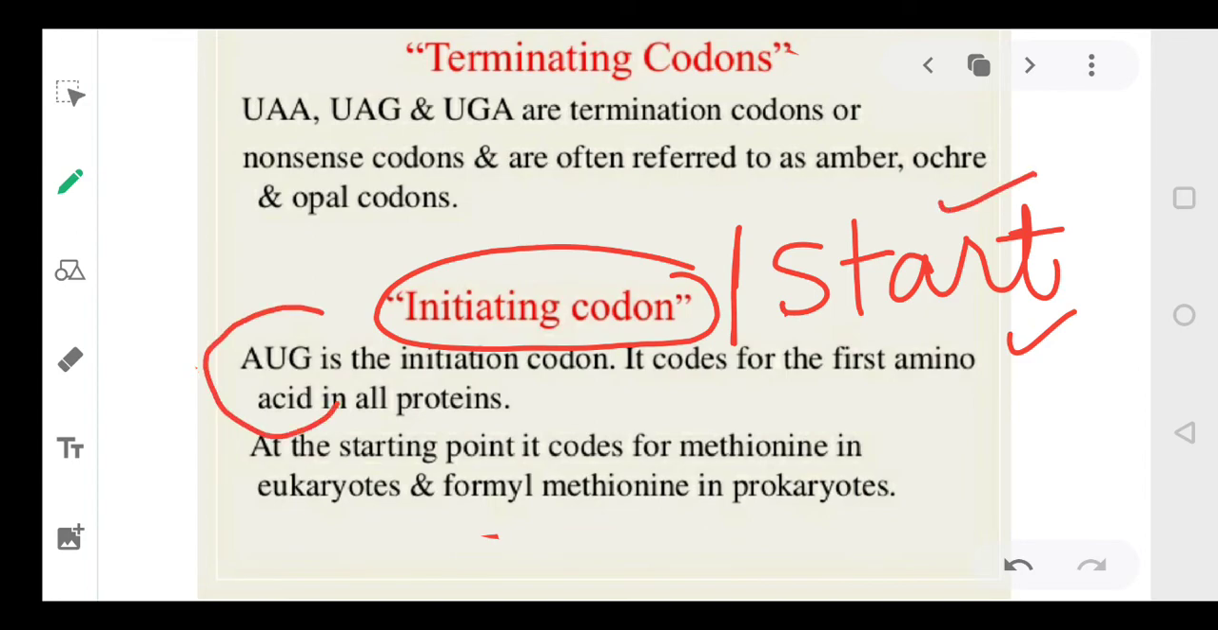So AUG is your initiating codon. Always the process will be started by AUG. And this AUG produces an amino acid named methionine.